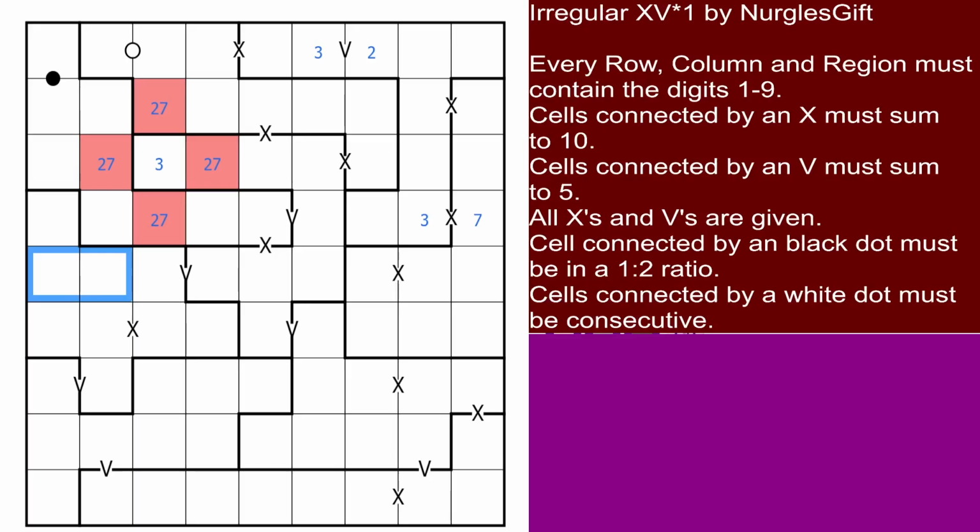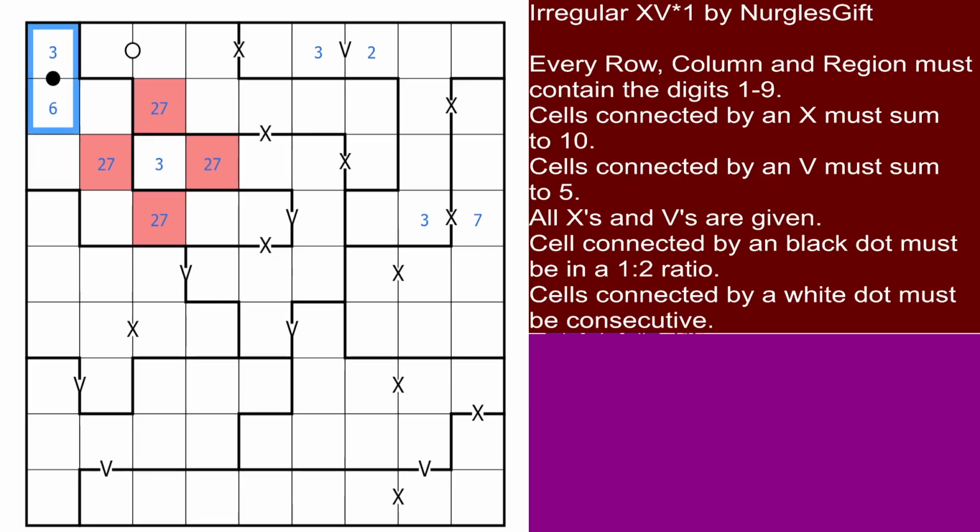Cells connected by a black dot must be in a 1:2 ratio. I see only one black dot, and that means the digits around here must be in a 1:2 ratio. That is, one digit must be double the other, or the half of the other. So let's say if you have 3 here, then you must have 6 there, because 6 is double of 3. That kind of thing.